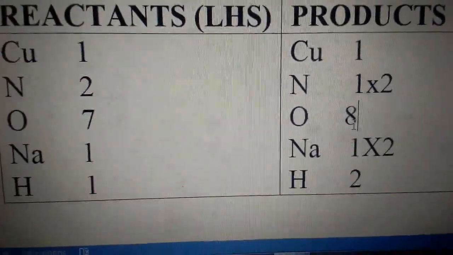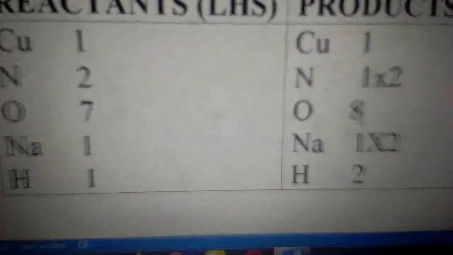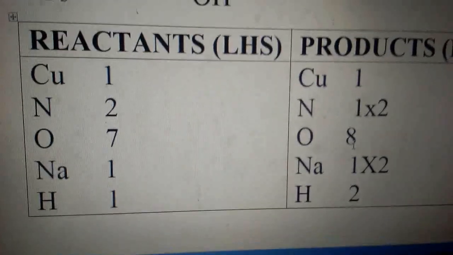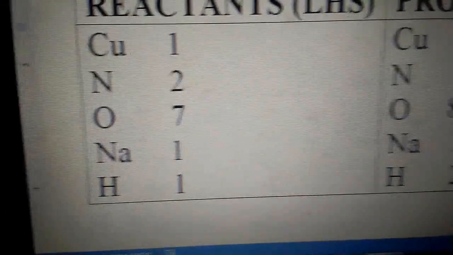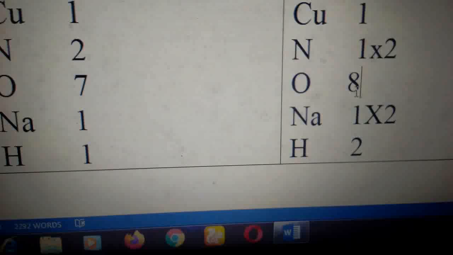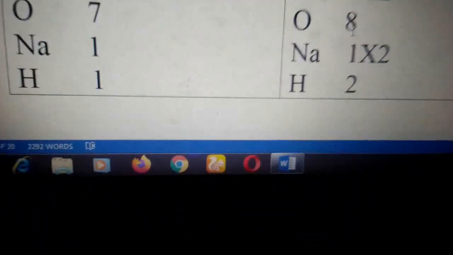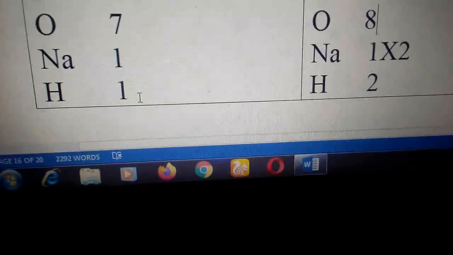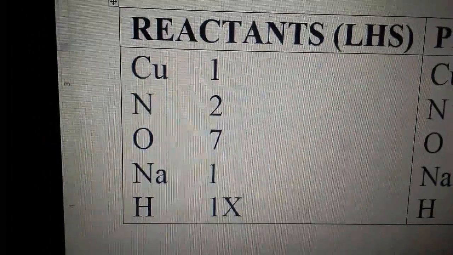Which element is not balanced again? Nitrogen is balanced. Copper is balanced now. Oxygen is not balanced. But when I look at 7 and 8, is there any whole number that multiplies 7 to give us 8? There's none. So go to check for another element. Hydrogen is there, 1 and 2. So I think hydrogen is easy to balance. So go to hydrogen, multiply the smaller number 1 by 2.